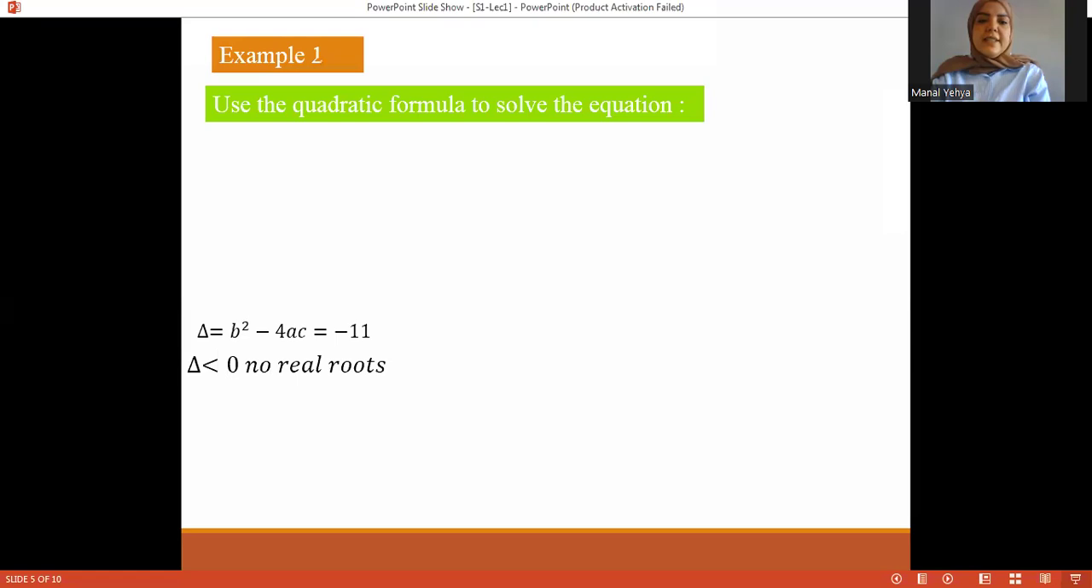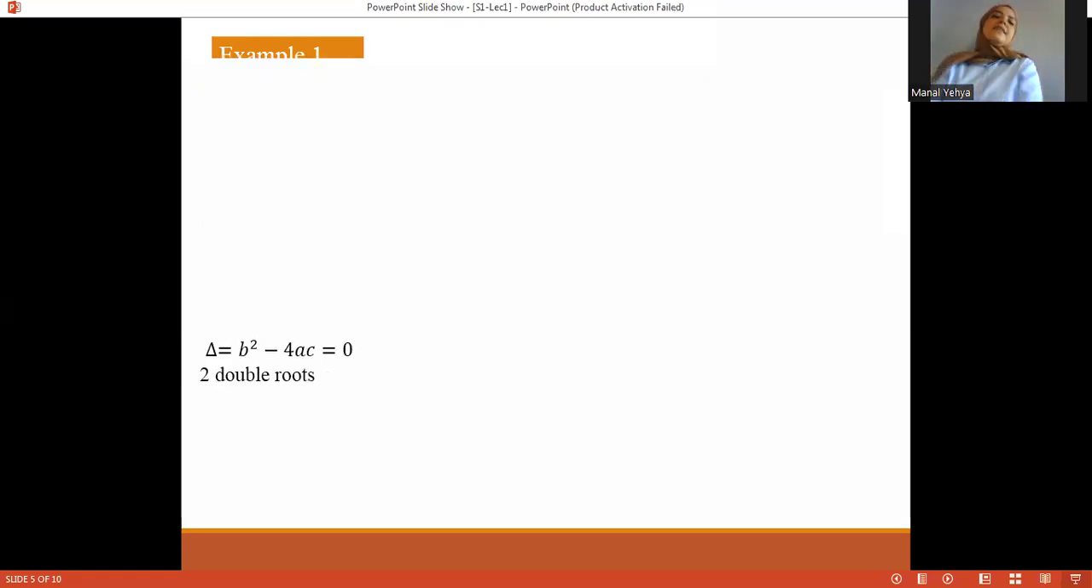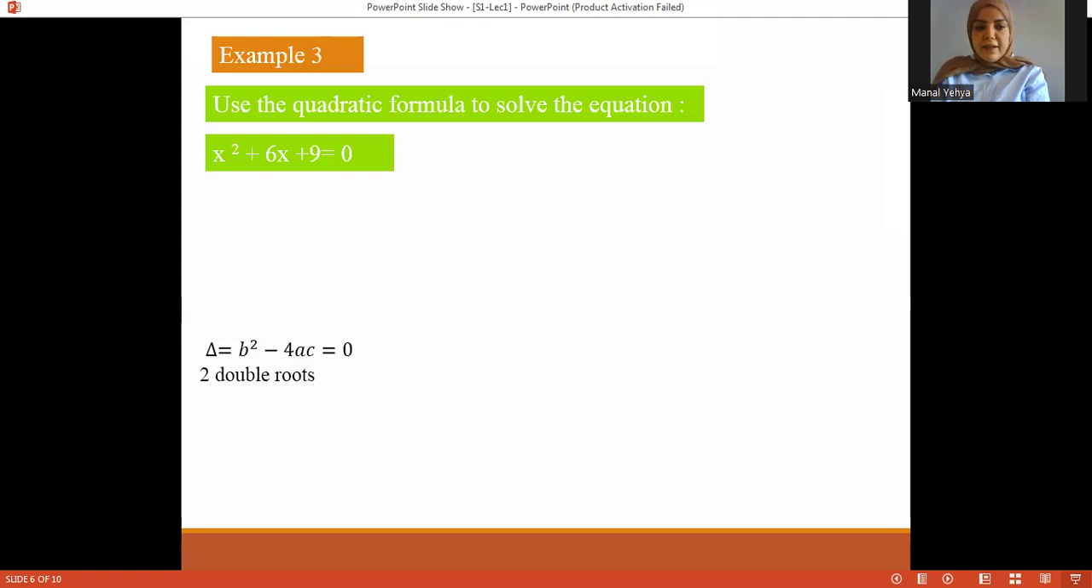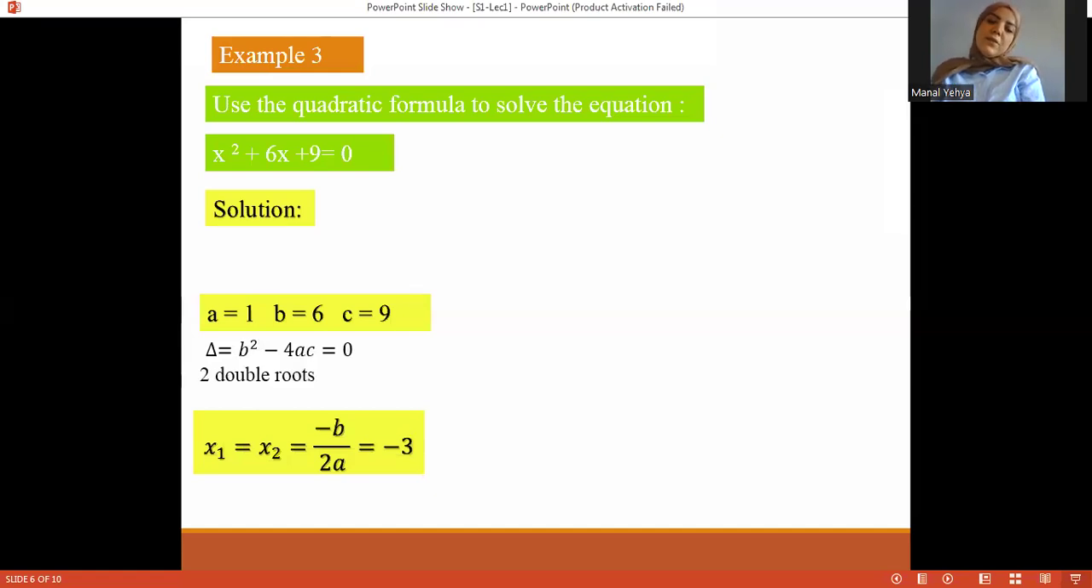Example number 2. In example number 2, we have x squared plus x plus 3. A is 1, B is 1, and C is 3. So when you calculate the discriminant or delta, you will get minus 11. And we said that whenever the delta is negative, we have no real roots. Let us take the third example. In this example, we have x squared plus 6x plus 9. So A is 1, B is 6, and C is 9. So the delta equals 0. So we have one double root. x1 equals x2 equals minus b over 2a, which is minus 3, okay?